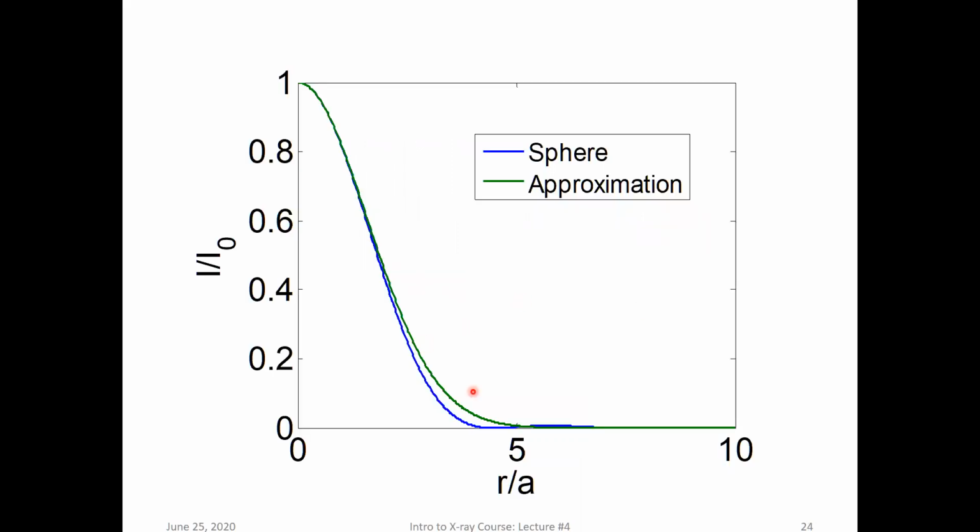So if I compare, my Gaussian approximation is here in green. The exact calculations for spheres are in blue, and you can see it does a pretty good job. It's not perfect, but certainly in the small angle limit, I'm doing a pretty good job. It doesn't work quite right out here.